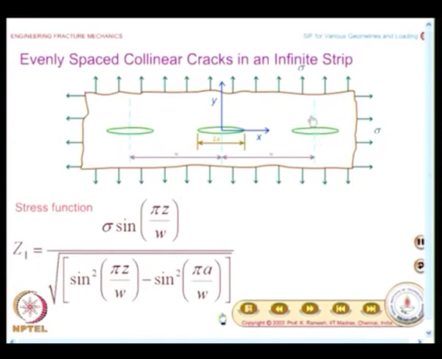If you look at the problem as such, it is of academic interest, and for this you have the stress function given as Z1 equal to sigma sin pi z divided by W whole, divided by square root of sin squared pi z by W minus sin squared pi a divided by W. And you are sufficiently trained now. The moment you have the stress function, it is possible for you to find out the expression for stress intensity factor.